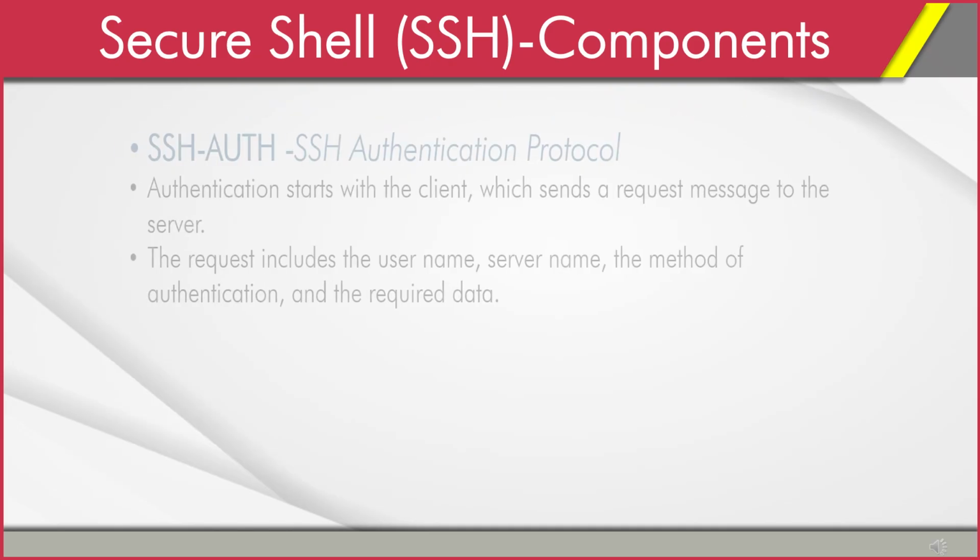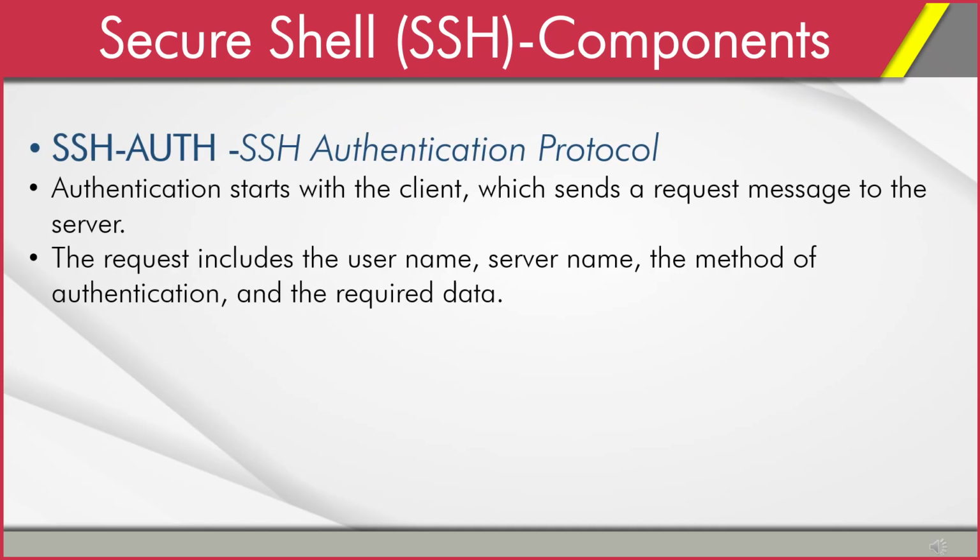SSH authentication protocol. Authentication starts with the client, which sends a request message to the server. The request includes the username, server name, the method of authentication and the required data. The server responds with either a success message, which confirms that the client is authenticated, or a failed message, which means that the process needs to be repeated with a new request message.